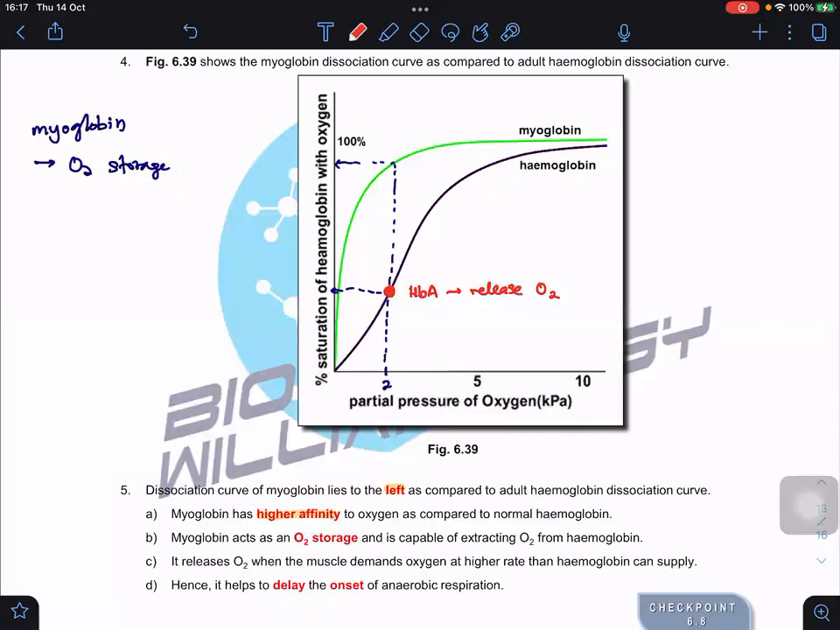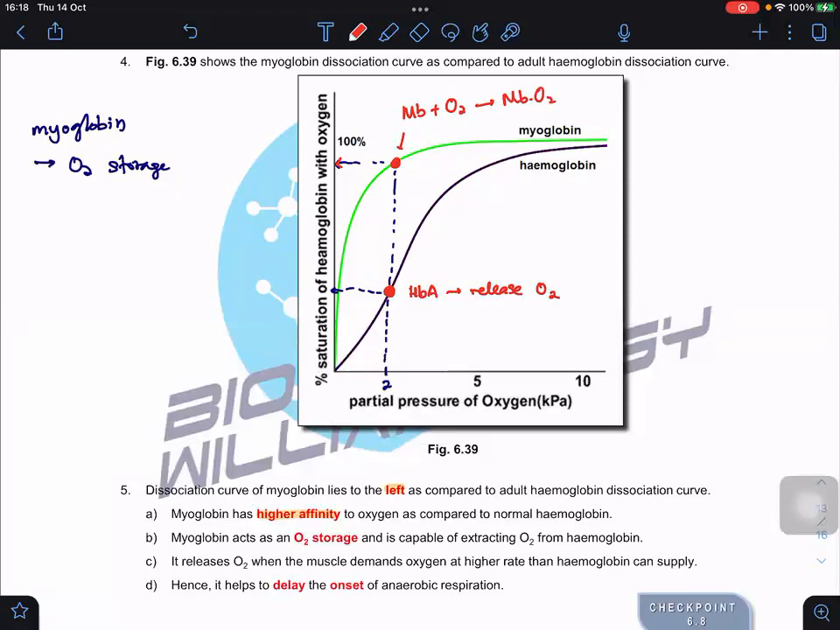It's correct. So this O2 will be released by the hemoglobins, but if you look at the graph for myoglobin, the percentage saturation is so high. So that means myoglobin will react with O2, combine with O2, form oxymyoglobin and store this oxygen. Are you clear? So can you see that?